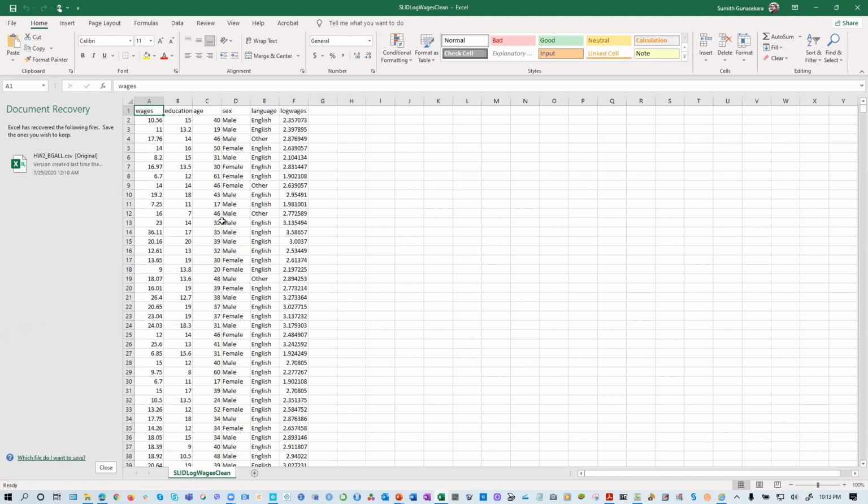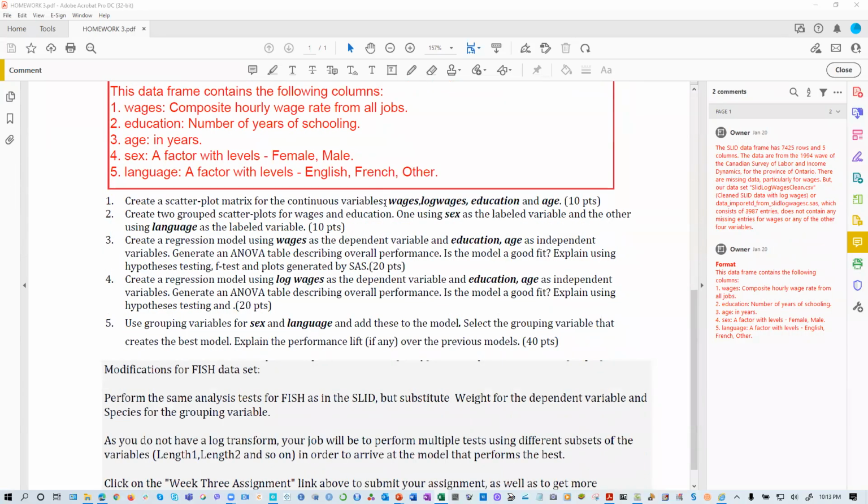There are 2 categorical variables. Gender has 2 levels, so you need only 1 dummy variable. Language has 3 levels: English, French, and others. Therefore, you can use 2 dummy variables, 1 less than the number of levels. Age and education level, and the wages and log wages, are all given as numeric. So they will ask us to do wages, log wages, education, and age. Just create a scatter plot as usual. It's easy.